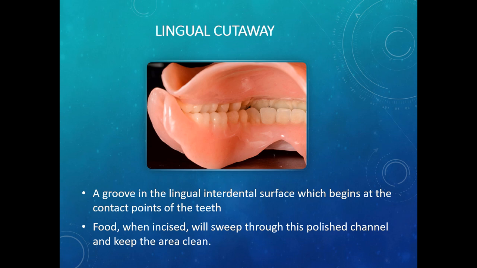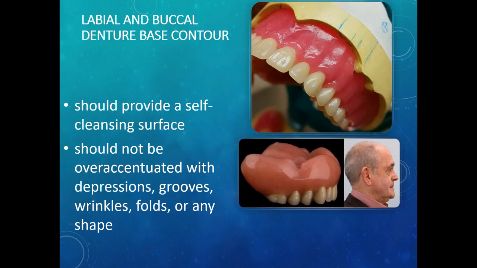Finally, the last one, that is the labial and buccal denture base contour. So the denture base contour beyond the matrix, that is the visible denture base, should provide a self-cleansing surface, and so it should not be over accentuated with depressions, grooves, wrinkles, folds or any other shape, because we have already discussed this will prevent the smooth cleansing action of the cheeks or lips. And characterization for aesthetics of the denture base beyond the visible portion is not needed, because it's just an impractical waste of time and effort.